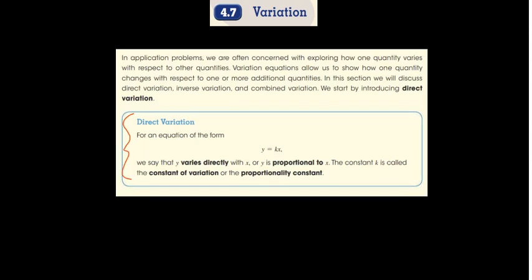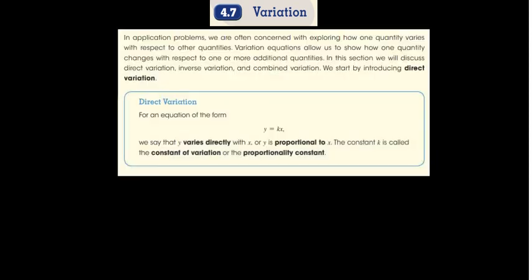For an equation of the form y is equal to kx, okay? Now y is equal to kx is saying that y varies directly with x. If we were to say that y varies directly with x, we might do something like this. Just think about this intuitively.